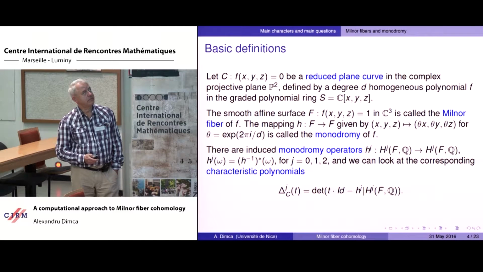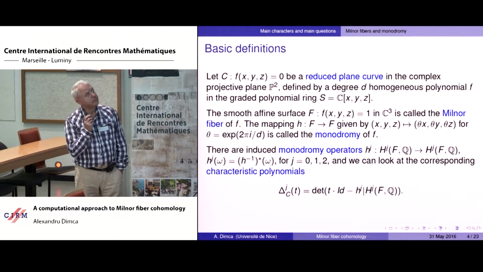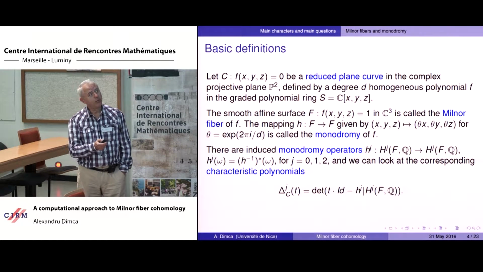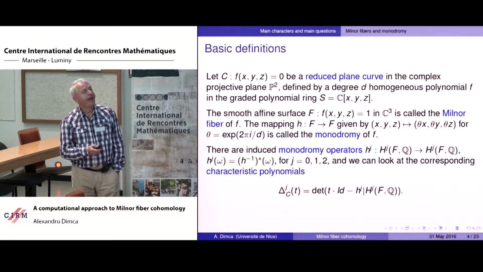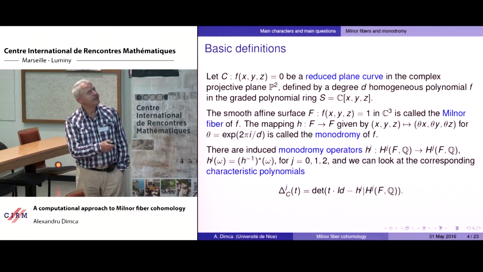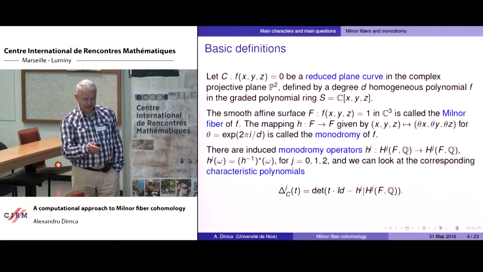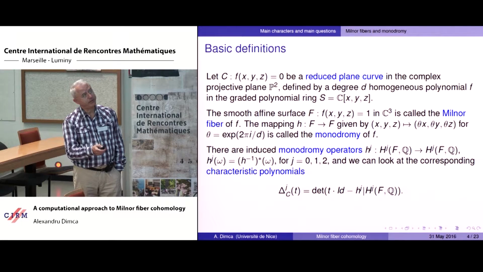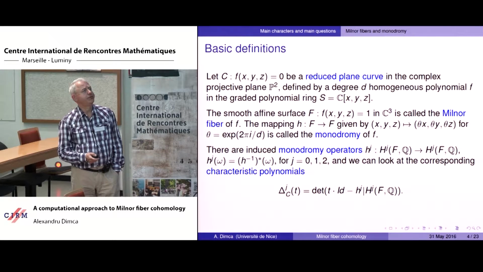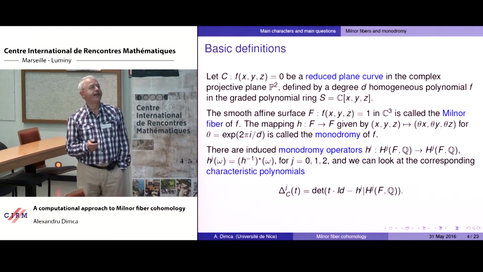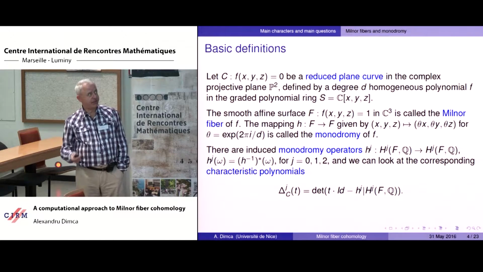The monodromy induces monodromy operators if we look at the cohomology of the Milnor fiber. And they are defined in this way, so we use the inverse, and this is explained by many reasons. These operators, you will see soon, are semi-simple, so essentially they are determined by their eigenvalues, and the eigenvalues are roots of these characteristic polynomials.